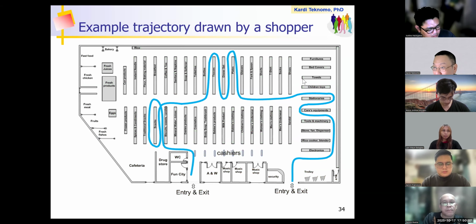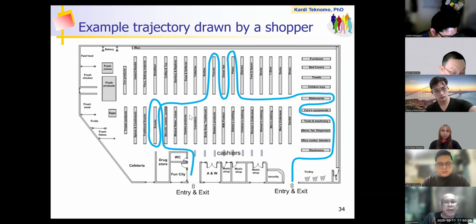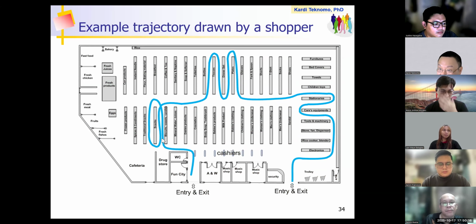And this is an example of one trajectory, drawn by the respondents, the blue one. There is a turning around here, and you see, this is the real trajectory drawn by the respondents.